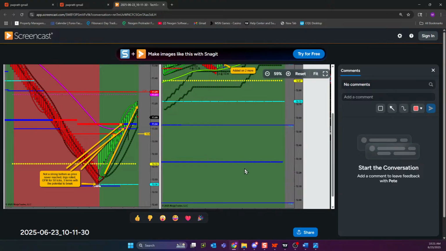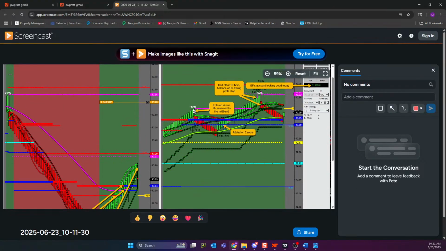Odds favorable, potential to break. Momentum trade doesn't work. Turns into a trend trade. Out before the second divergence.